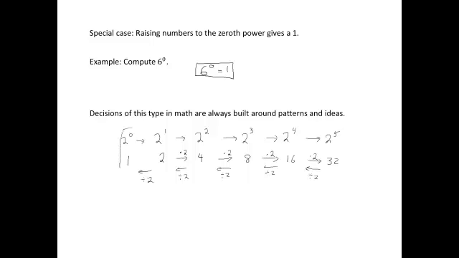And so this relationship here gives us the reason why it's reasonable to say that 2 to the 0 is equal to 1. And this pattern works with all numbers except for 0. 0 to the 0 is undefined.